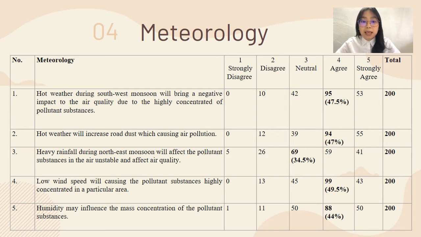the industrial area. Then there is also significant support, which is 47.5% and 47% of the respondents choosing to agree with statement 1 and statement 2. This is because the rainfall decreases during the hot weather in the southwest monsoon, which causes the pollutant substances and road dust to be unable to wash out and have an effect on the air pollution level.